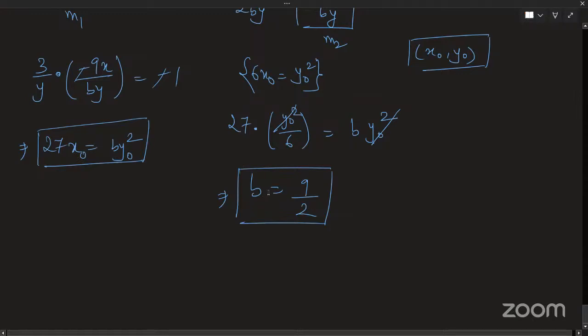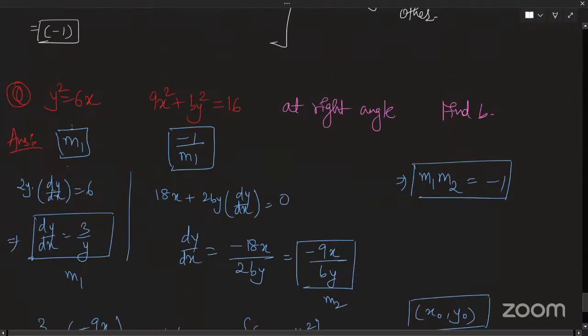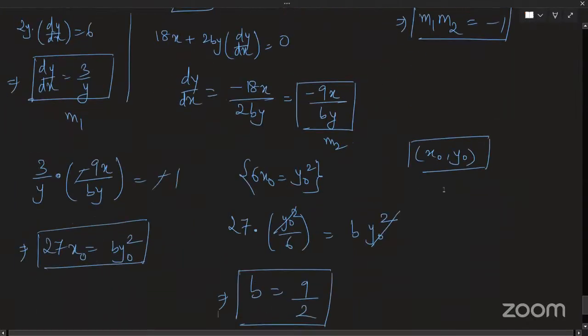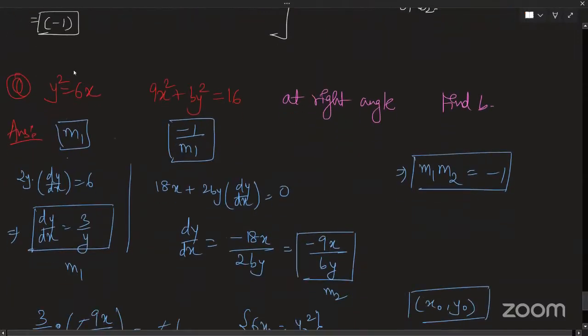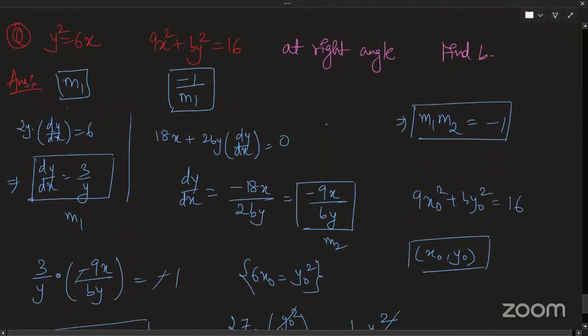I got my value of b. Yes, Vignesh, can you tell me why did you add 6 not equal to y naught square? See, y square is equal to 6x naught. x naught comma y naught is the point of intersection of both of these curves. So obviously x naught comma y naught will lie on this curve and this curve, both of them. So if I wrote this equation, this equation is also correct, because it is lying on this curve also and this curve also.